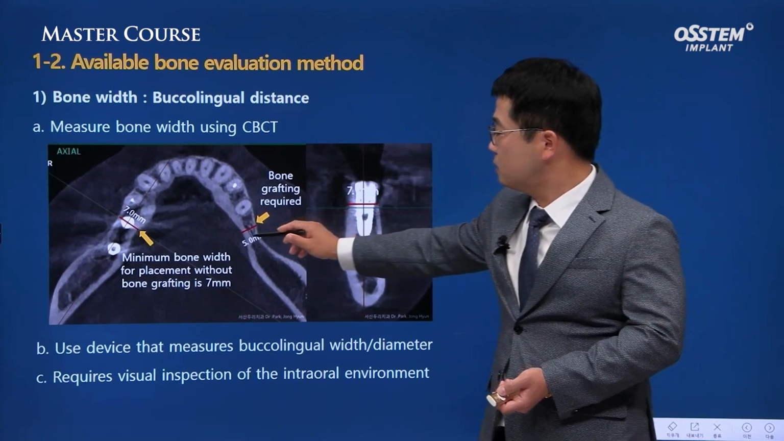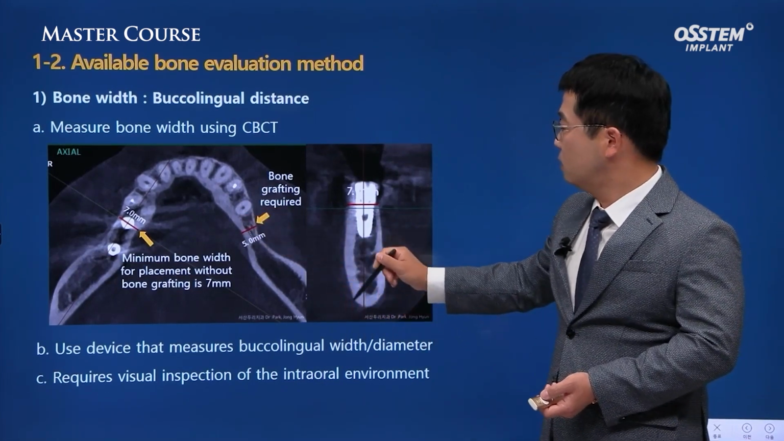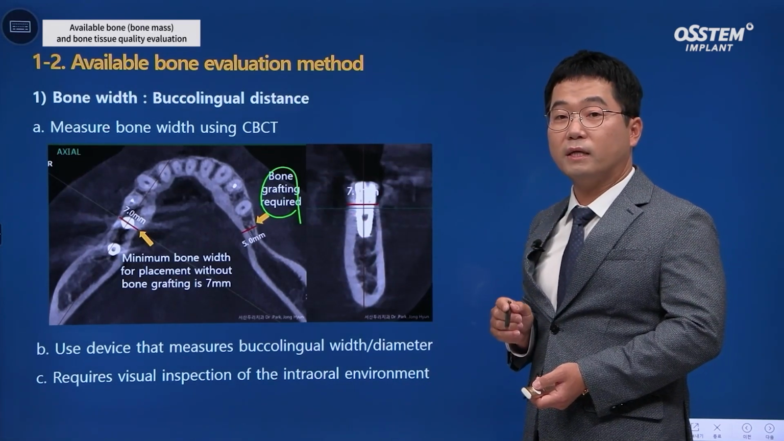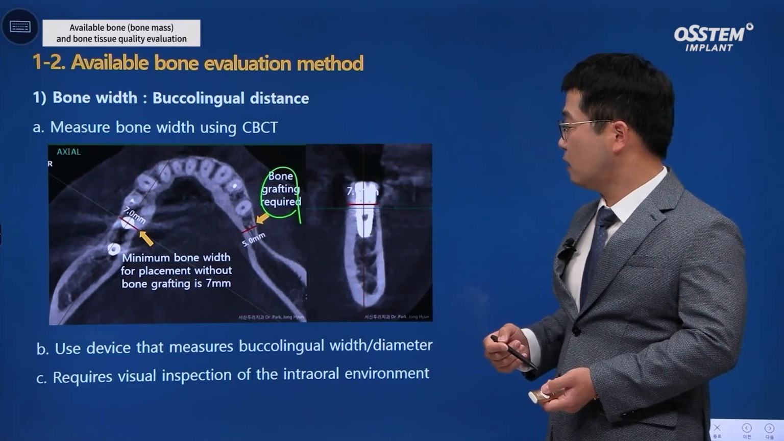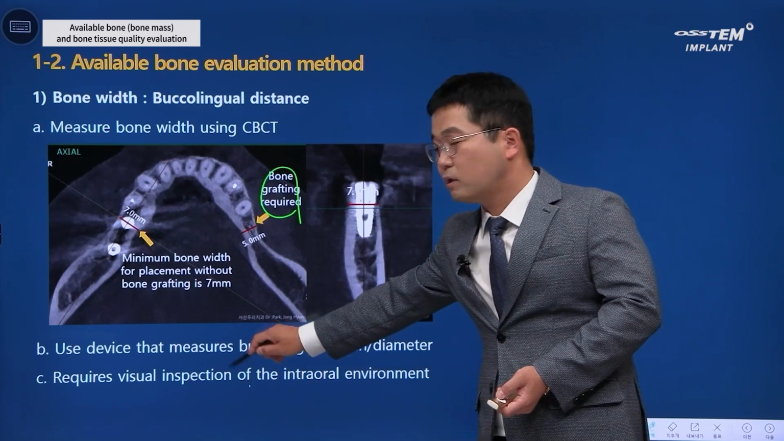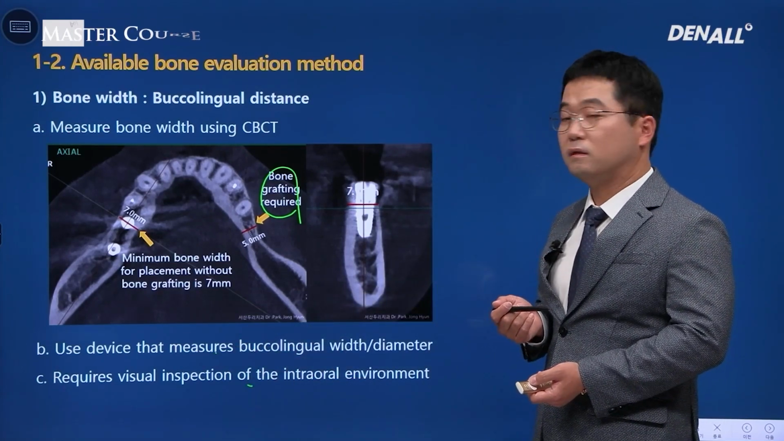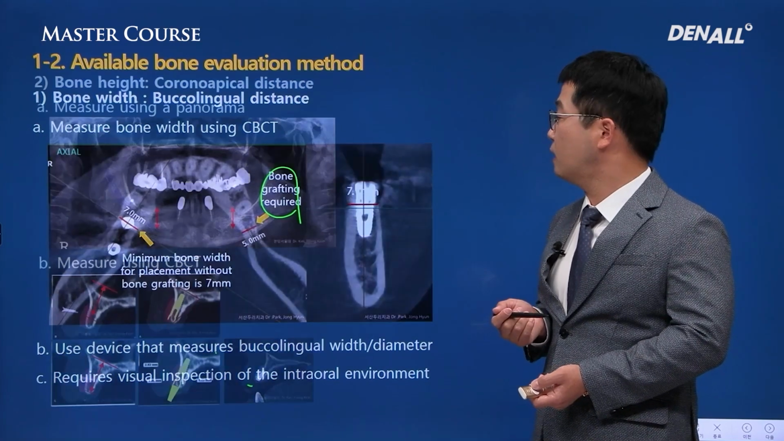Let's look at CT. You can do visual inspection. You can see where there is a lack of bone. You can do bone graft. Other methods include using devices and doing visual inspection.